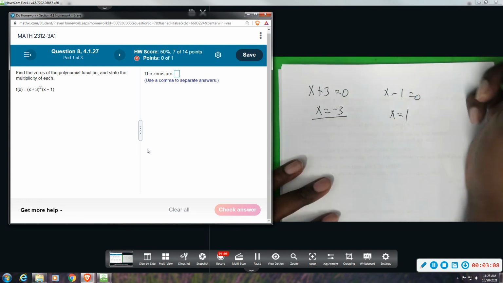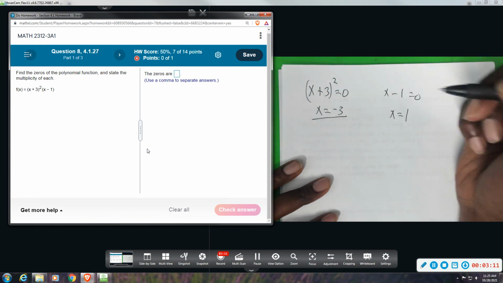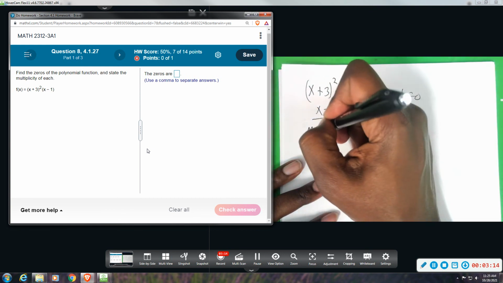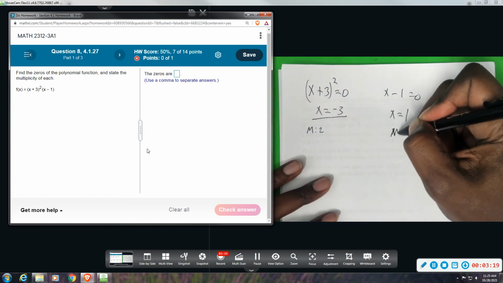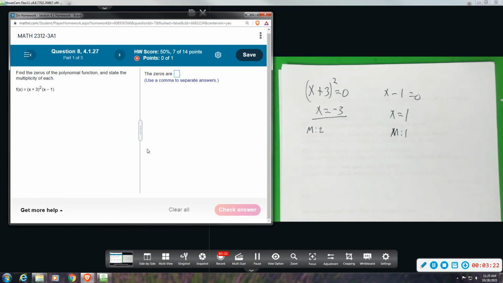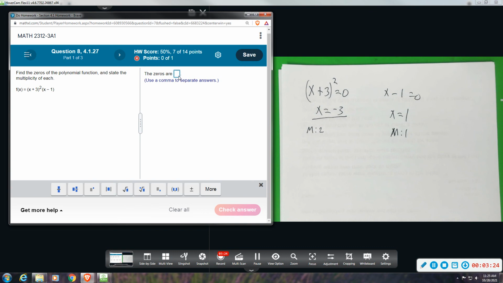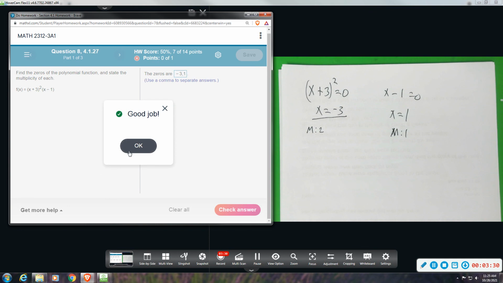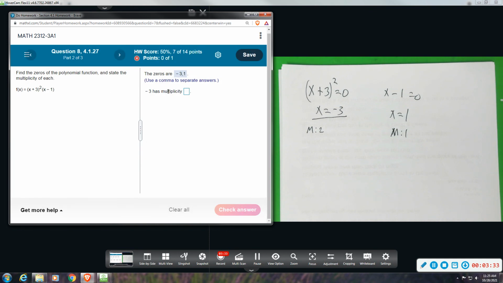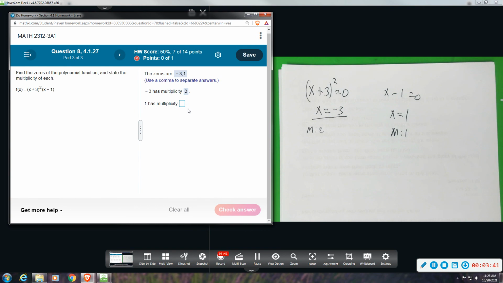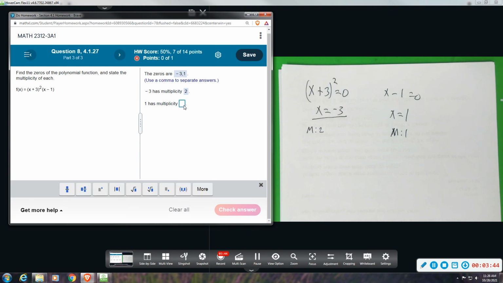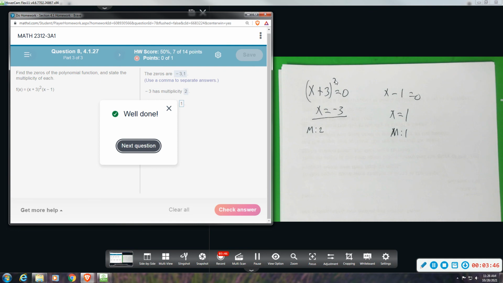Now the x plus 3 was squared, so it has a multiplicity of 2. And then the x minus 1 did not have an exponent, so it has a multiplicity of 1. So the zeros are negative 3 and 1. Negative 3 has a multiplicity of 2, and 1 has a multiplicity of 1. This is all according to the exponents.